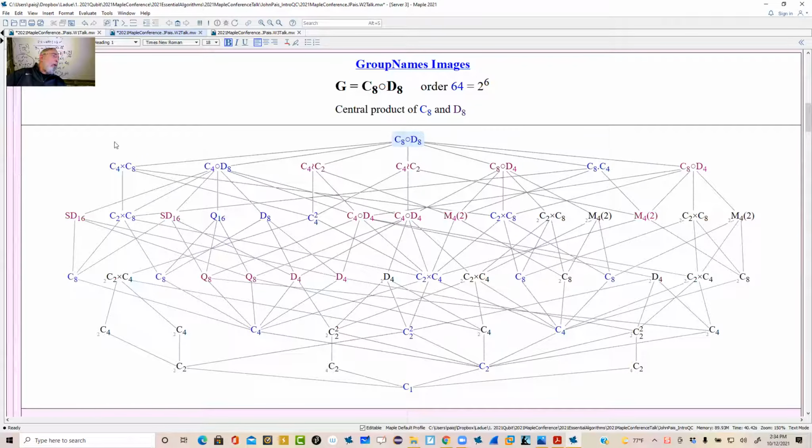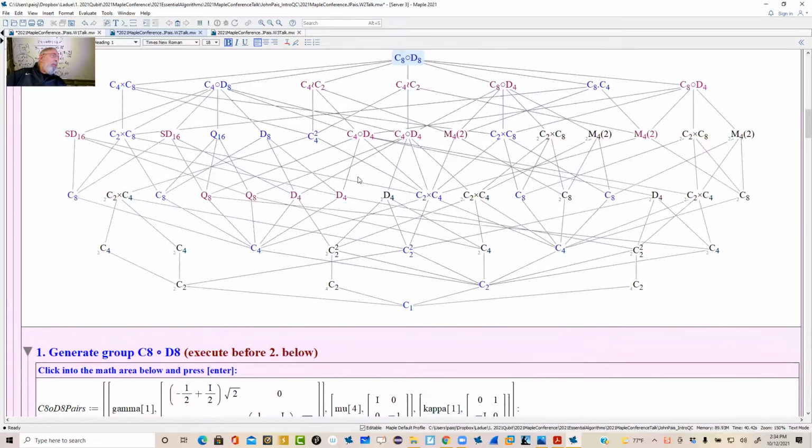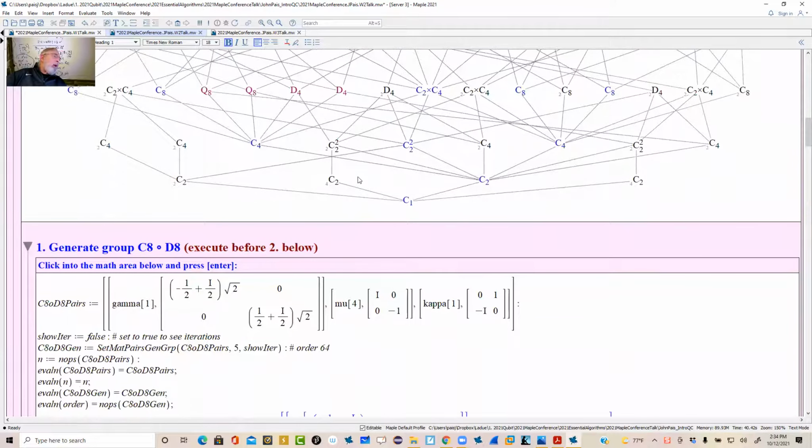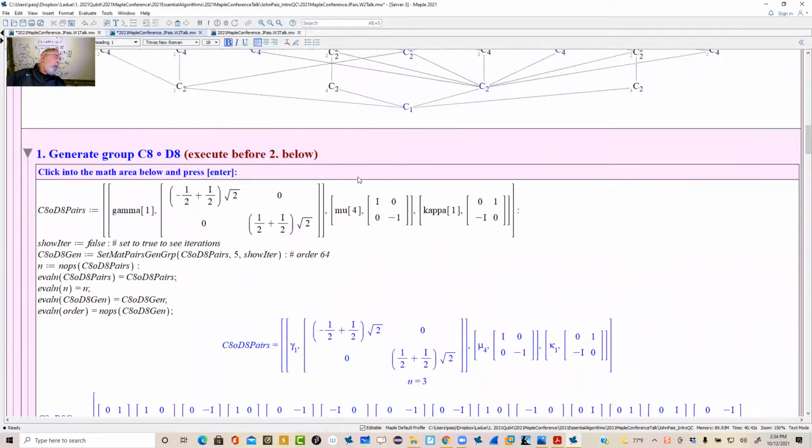Sometimes there are isomorphic copies, so here's an SD16 and another SD16. That's kind of the way it goes. So I'm thinking about now what I should do next. Let me just point out that the way the software I've developed works is we're taking generators, and I've named the generators, giving them Greek names. Sorry if I stepped on somebody's toes about that, but as I developed all this, I gave them names. And then I use those to generate the group.